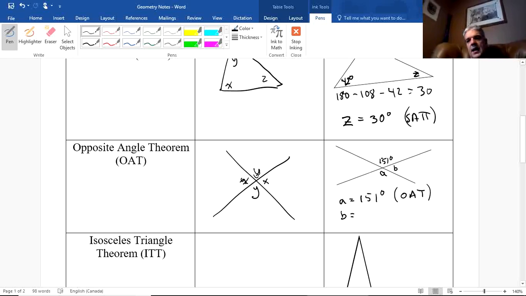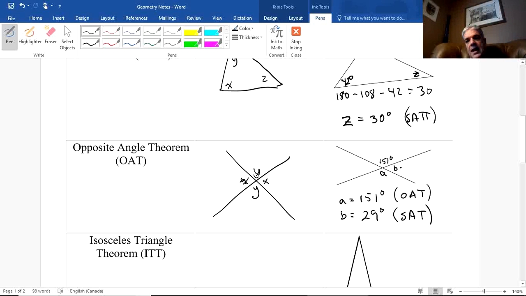And then I can also say B, and B is going to equal 180 minus 151, which I believe is 29, and that is correct, 29 degrees, just double checking with my calculator. And I would then say this is supplementary angle theorem because I'm using the fact that this is 180 here or across here. It doesn't matter which way I'm going.